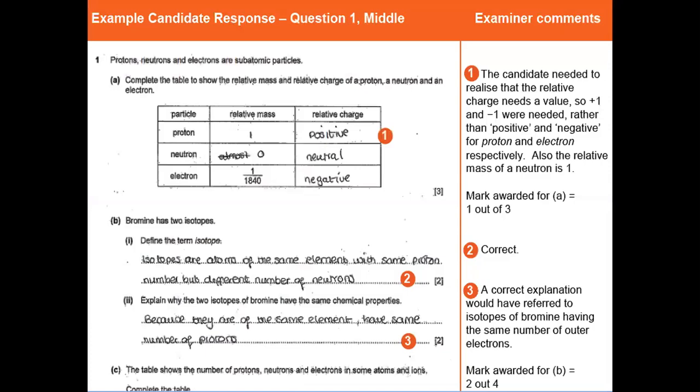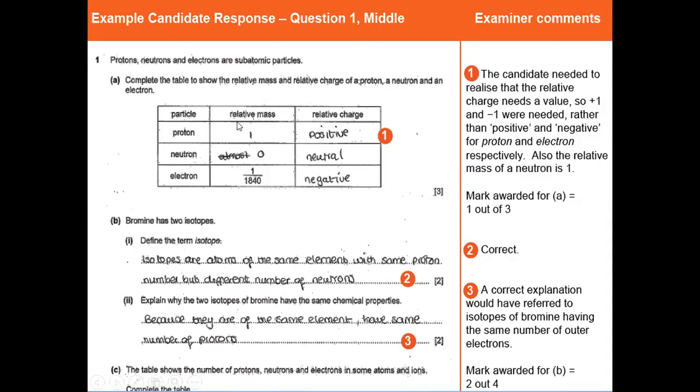Finally, let's end this session by taking a look at one of the candidates' answers and the examiner's comments. Now let's look at the first question. Protons, neutrons, and electrons are subatomic particles. Complete the table to show the relative mass and relative charge of a proton, a neutron, and an electron. So this question is based on subatomic particles. Now let's look at the student's answer.